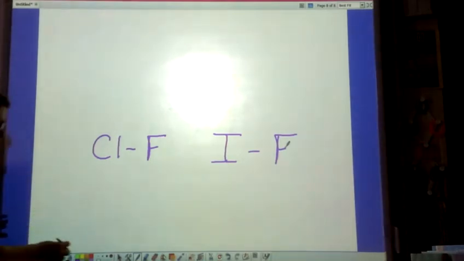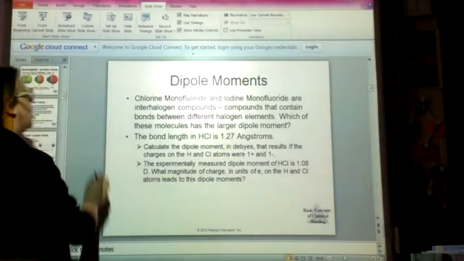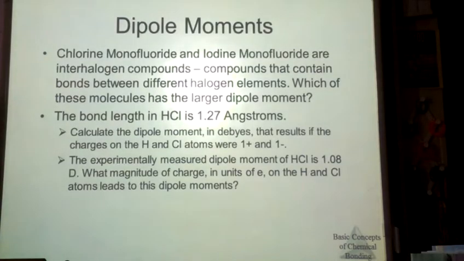Make your prediction. We can actually do math to go along with this, and that's what they want us to do here. So which one would have the larger dipole moment? You don't even have to do math. They just want you to tell me logically using your periodic table.